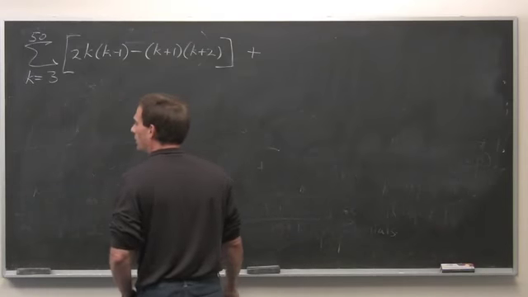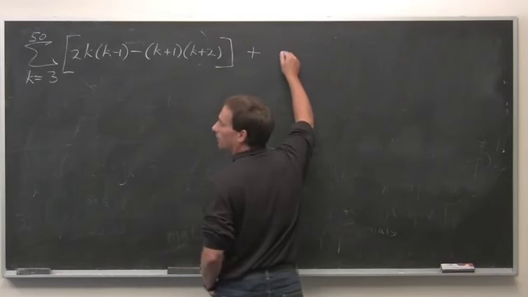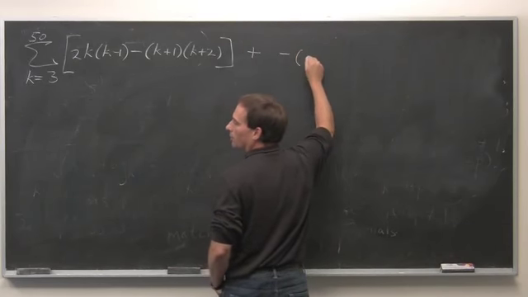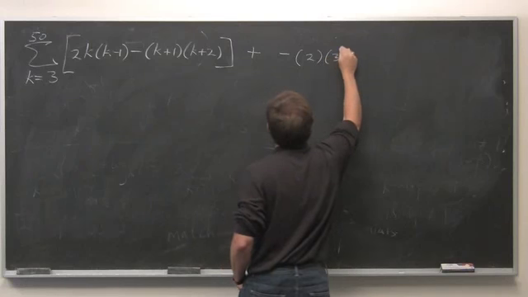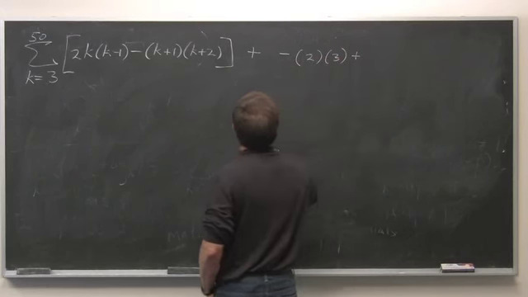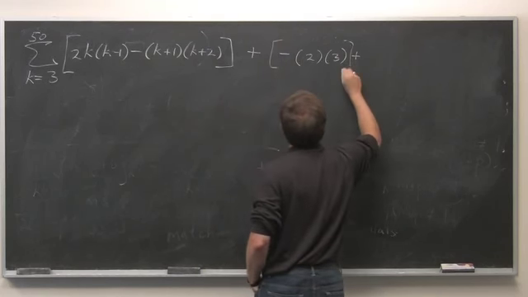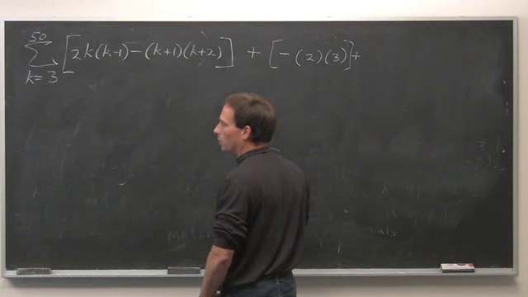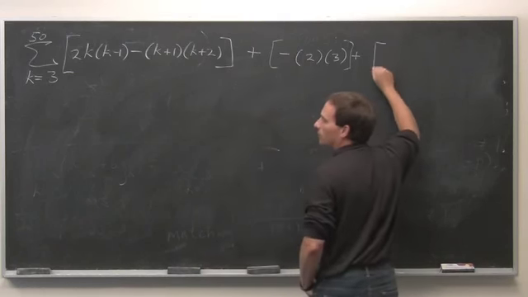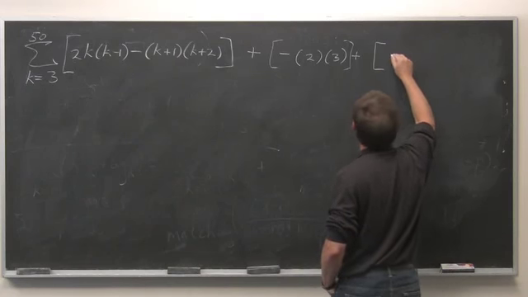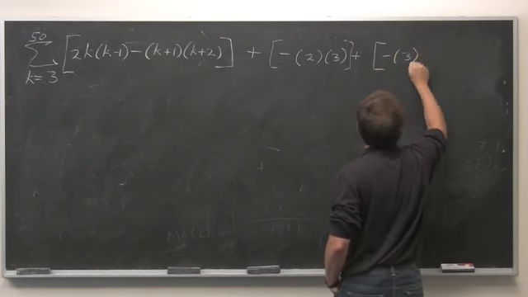When k equals 1, we get a negative 2 times 3, and you add to that what you get when k is 2, which is a negative 3 times 4.